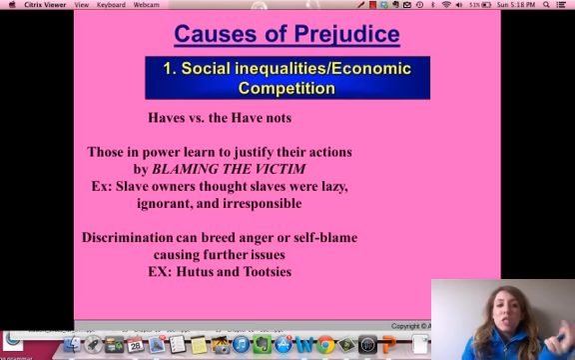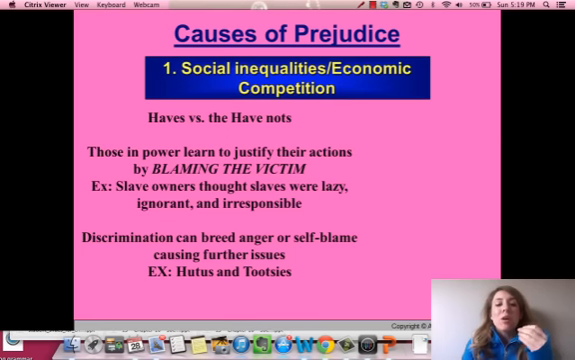So what are some things that cause prejudice? The first one is economic inequality. So you have the haves and the have-nots. And what happens is those who are in power learn to justify their actions by blaming the victim. So slave owners would have blamed slaves. They would have said, well, they're lazy, ignorant, and irresponsible, and that's why they're slaves, right?